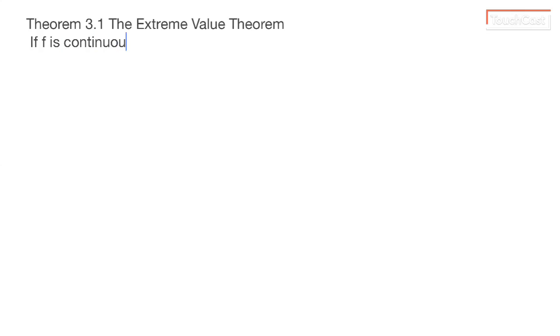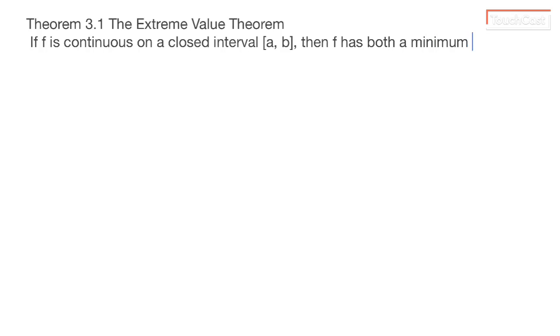We do have a theorem for today. Our theorem is theorem 3.1, which we are calling the extreme value theorem. The extreme value theorem says if f is continuous on a closed interval from the value a to b, then f has both a minimum and a maximum on the interval.